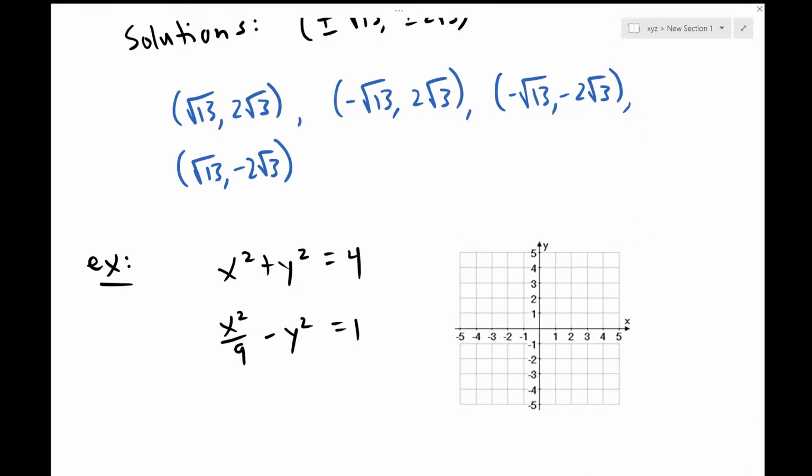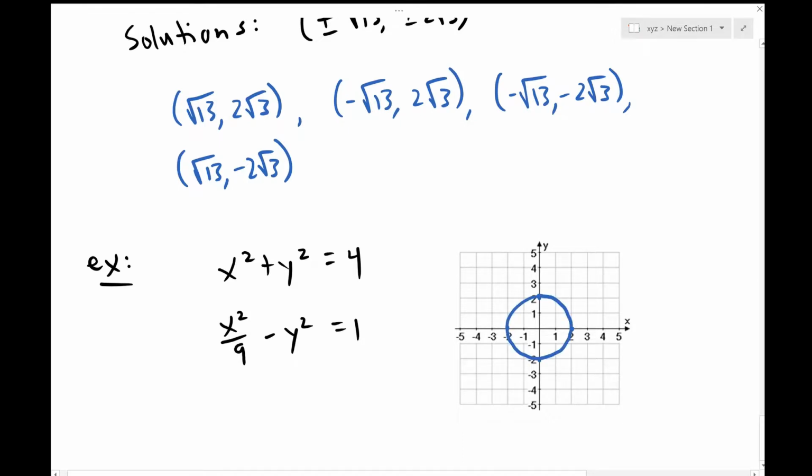So x squared plus y squared equals 4. That would just be a circle centered at the origin with a radius of 4, or excuse me, with a radius of 2, so going 2 units in every direction. So we're looking at that circle there.